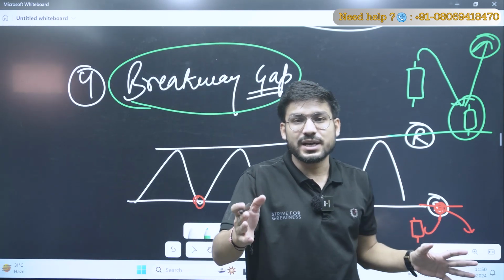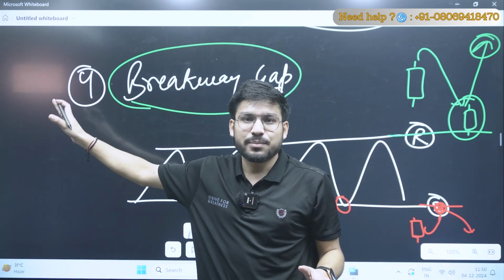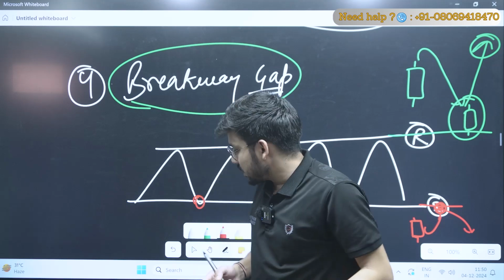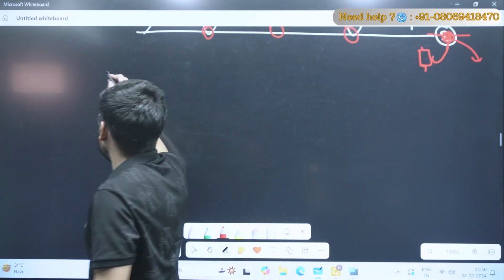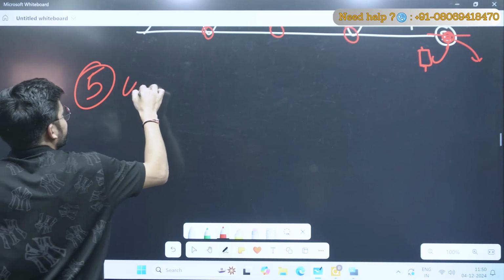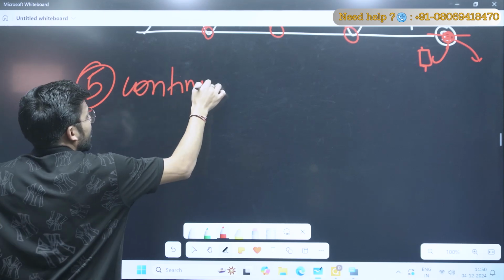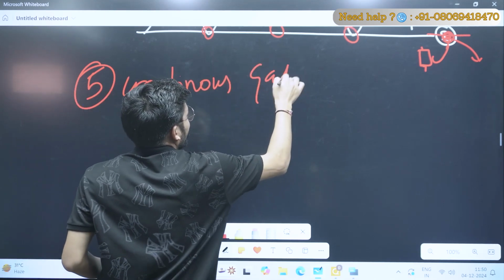I hope the concept is clear. That was our fourth type of gap. Let's go on to another type. The fifth type of gap is the continuous gap. Now, what is a continuous gap?